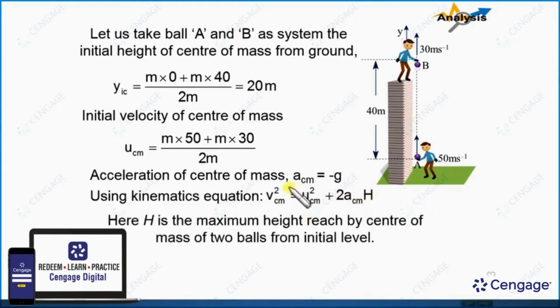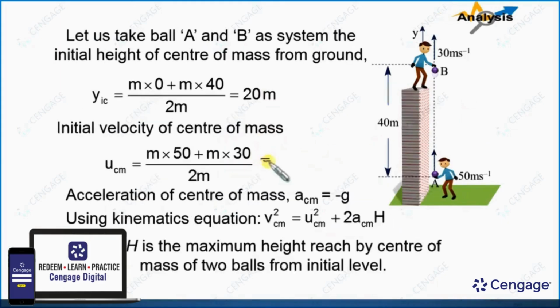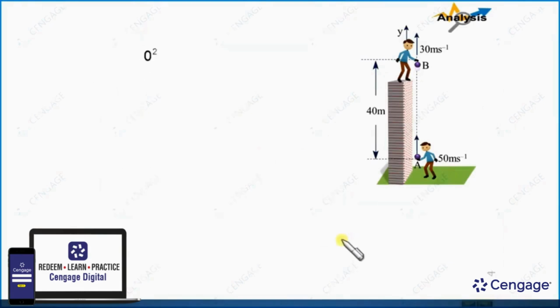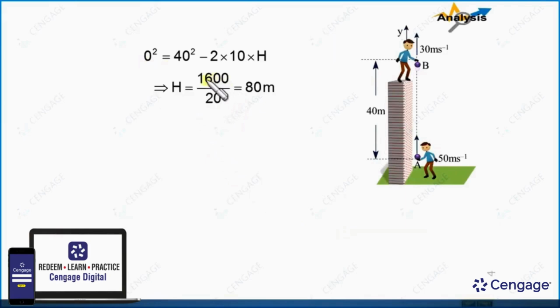So let us substitute the values. V CM should be 0 and U CM is this. If we calculate, this is 50 plus 30, that is 80, divided by 2, m and m will get cancelled, so this is 40 meter per second. So let us substitute the value in this formula. So this capital H value will be 1600 divided by 20, that is 80 meter.